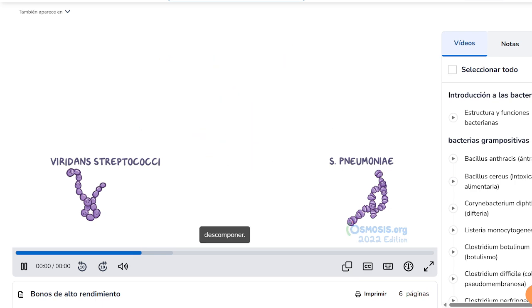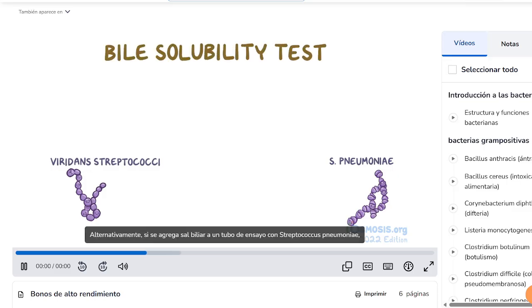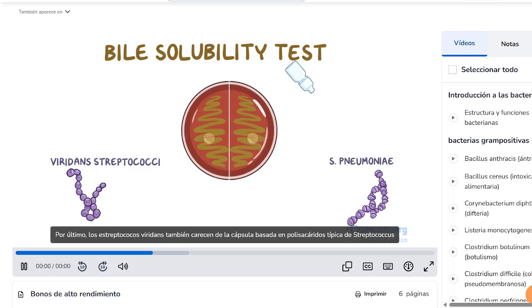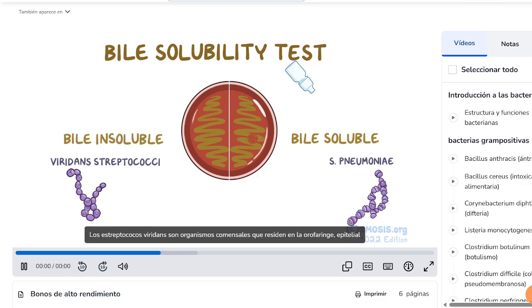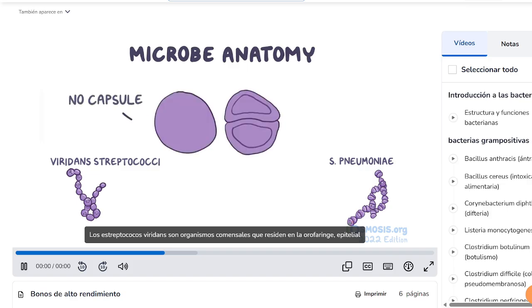Another test that can be used to distinguish strep viridans from strep pneumoniae is the bile solubility test, which can be done in a test tube or, more commonly, by dripping drops of bile on bacterial colonies. Strep pneumoniae is bile-soluble, meaning that the bile salts will promote the lysis of the bacteria, whereas viridans streptococci are bile-insoluble or bile-resistant. Finally, viridans streptococci also lack the polysaccharide-based capsule typical of Streptococcus pneumoniae.